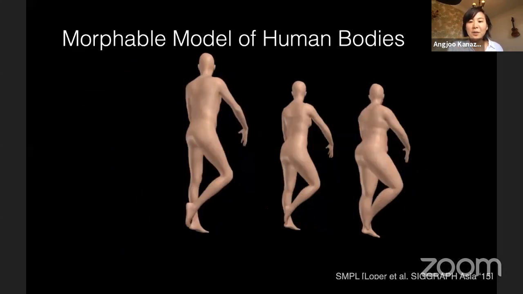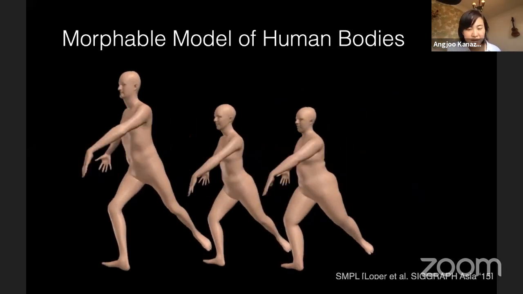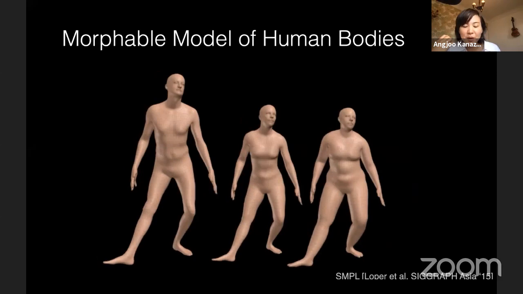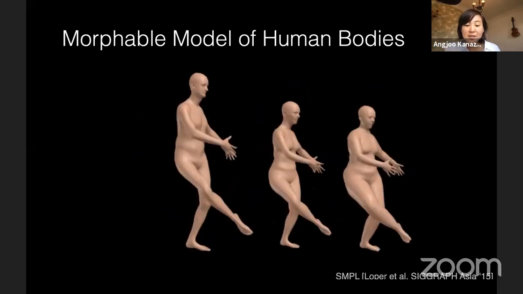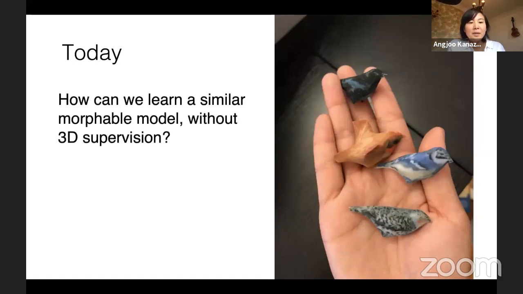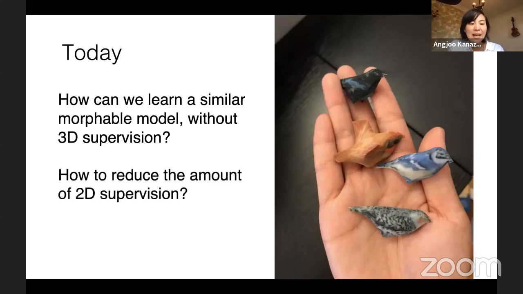And now the question is, for humans, you have all of this 3D data, so you can learn this. But what are you going to do for other objects or other animals when such a scan is not possible? So that is what I want to talk about today. How can we learn a similar morphable model without 3D supervision? And how do we reduce the amount of 2D supervision that is required in order to do this?